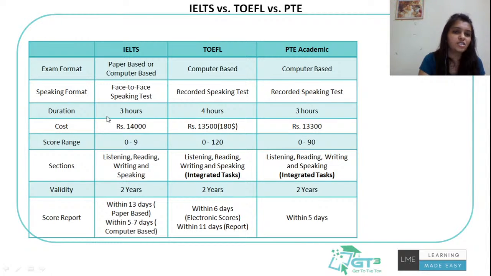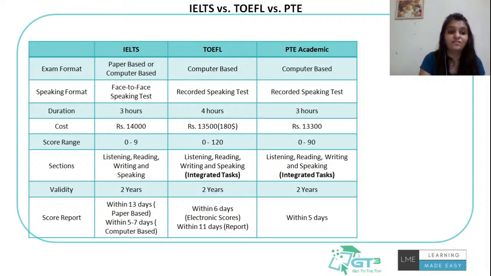The duration is almost the same. The cost is almost the same. The range for IELTS is 0 to 9 bands, TOEFL is 0 to 120, and PTE is 0 to 90. Now coming to the sections, what are the sections in these three tests? They are the same: listening, reading, writing, and speaking. However, there are integrated tasks in TOEFL and PTE. That is an advantage in IELTS. What is an integrated task? Sometimes they give writing along with reading. However, in IELTS, you get separate modules. Listening is separate, reading is separate, so you don't have any confusion, and you will not be in a hustle and bustle, right?